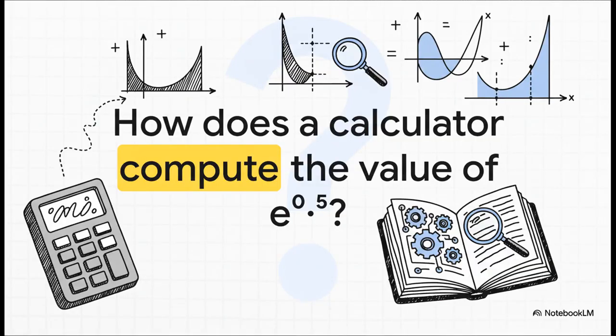It all starts with a question you've probably never even thought to ask. You've done it 1,000 times, right? You punch something into your calculator, like e to the power of 0.5, hit enter, and bam, an answer with a ton of decimal places just appears on the screen. But how? I mean, really, what is actually happening inside that little plastic box?